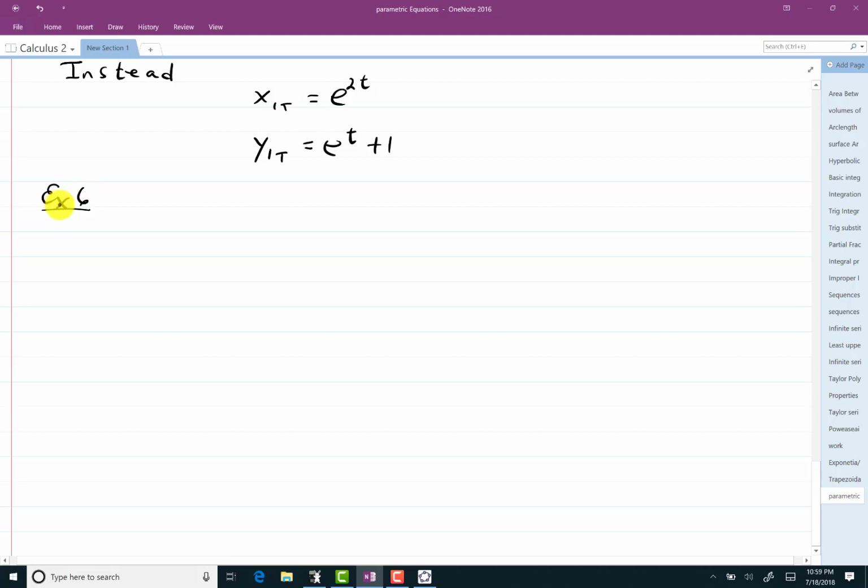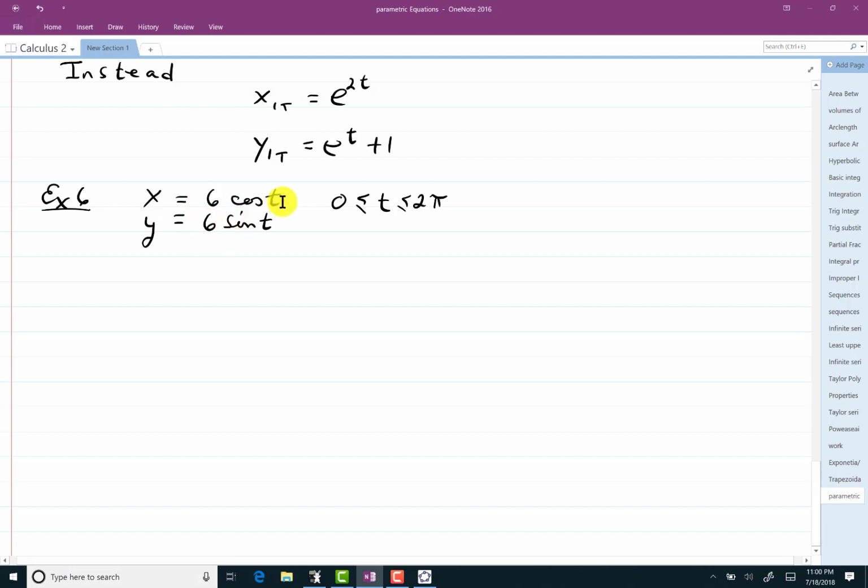Now, I've sort of indicated that having a facility to tell what's going to be graphed with various equations is very useful. For instance, if you see an equation like this, or a pair of equations like this, and you know that t goes from 0 to 2 pi, this is going to be a circle that's centered at the origin with radius 6.